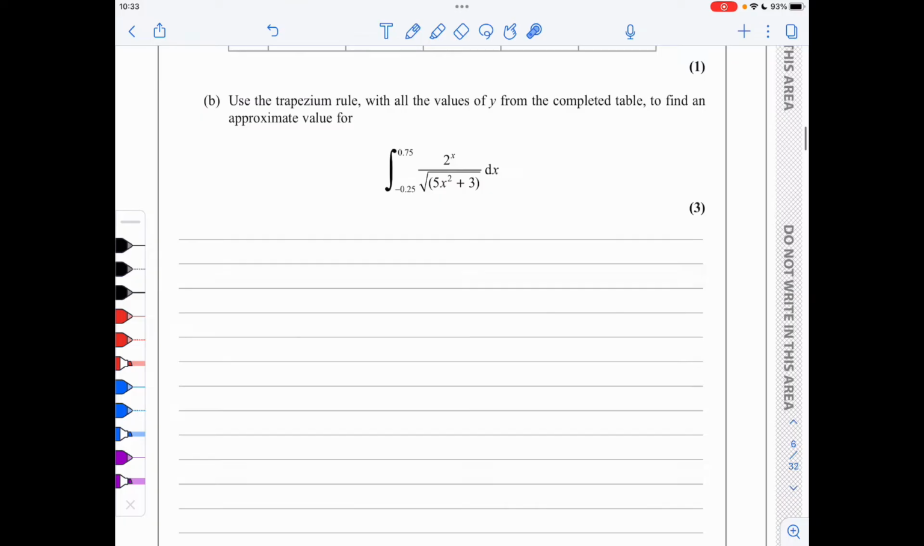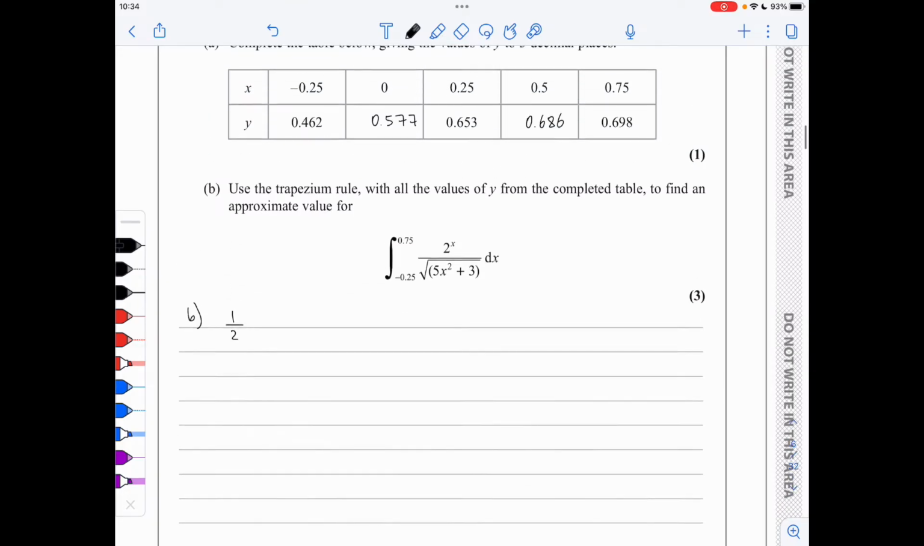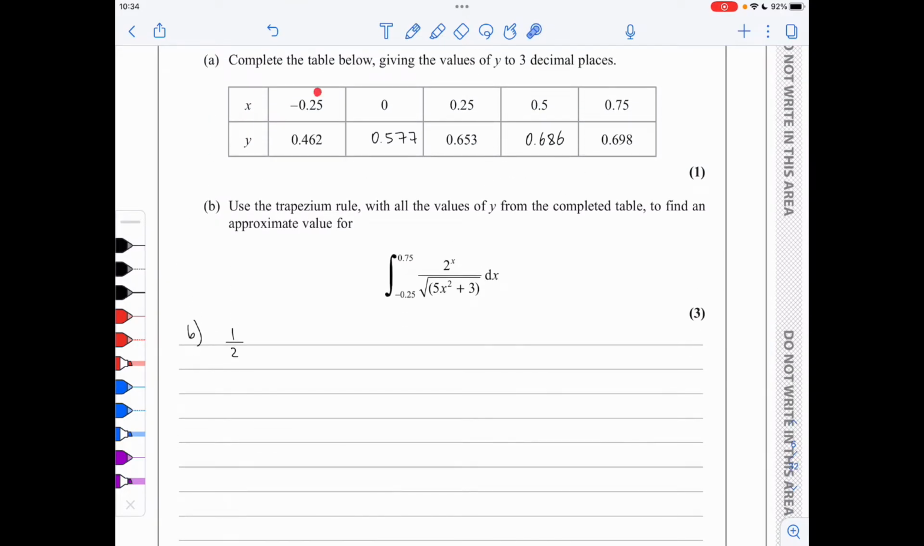So the trapezium rule is given in the formula booklet. We know that this will be approximately a half times the height of the trapezia, which is always the difference between two consecutive values of x in the table. So that's going to be 0.25 in our case. And then it's the first and the last y values taken into account once, and all intermediate y values twice.